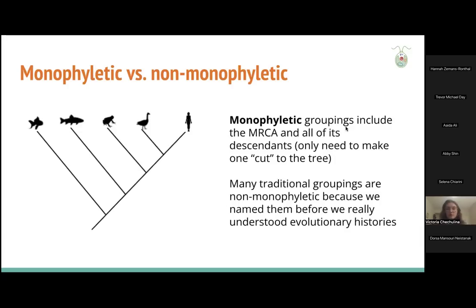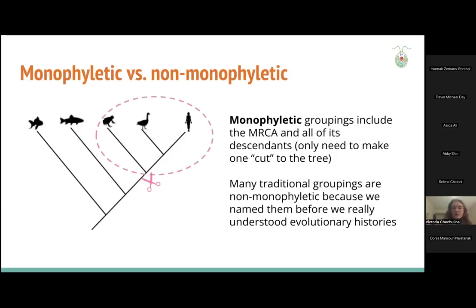So another important skill is being able to recognize groups that are monophyletic versus non-monophyletic. A monophyletic grouping is a grouping that includes the most recent common ancestor of those species, as well as all of the descendants of that MRCA. Another way to think of that is that you only need to make one cut to the tree if you're drawing a circle around all of those species. So there's an animation here, Hannah, if you could just click forward one.